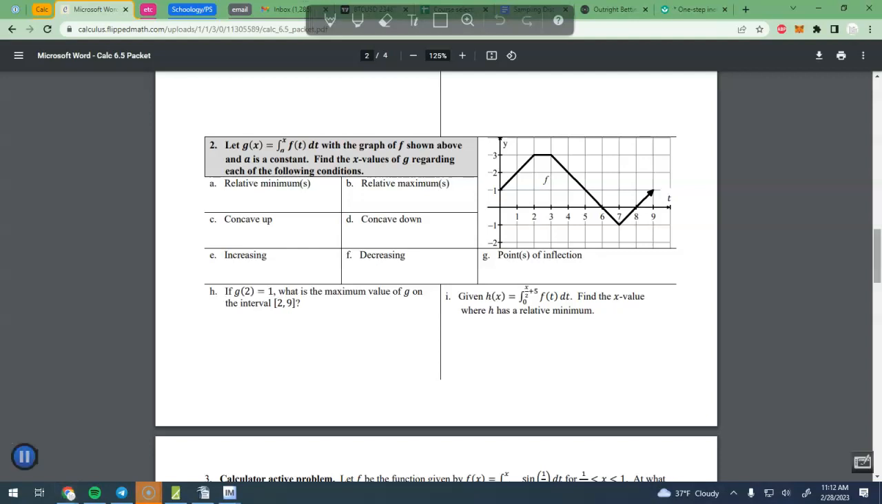What is the maximum value from 2 to 9? So it's going to be 1 plus, so the max happens there, right? I'm taking my initial value and then I'm going to add up this area from 2 to that maximum value and see what I get. So 1, 2, 3, 4, 5, 6, 7.5, I think that is. So 1 plus 7.5, so 8.5.